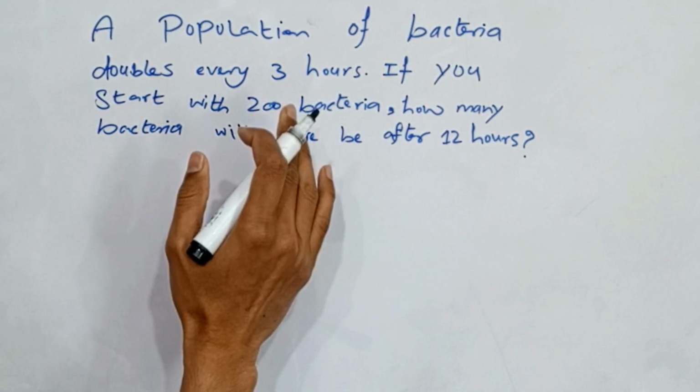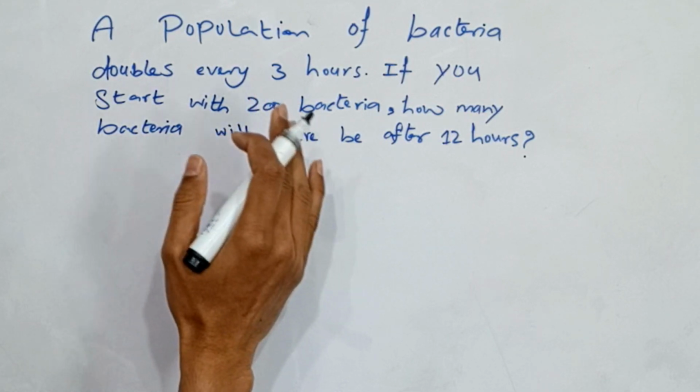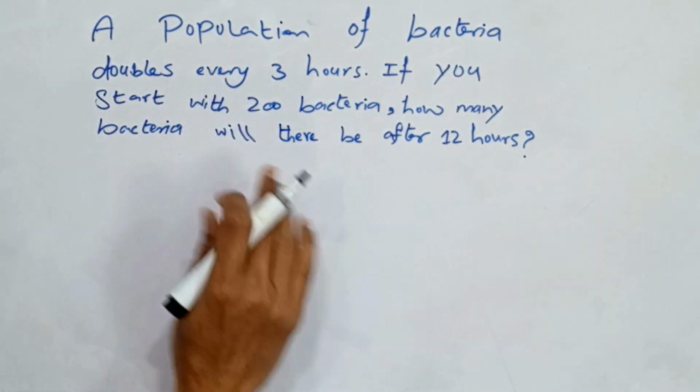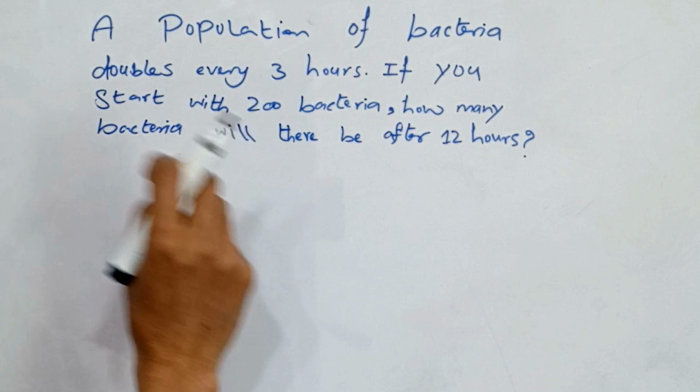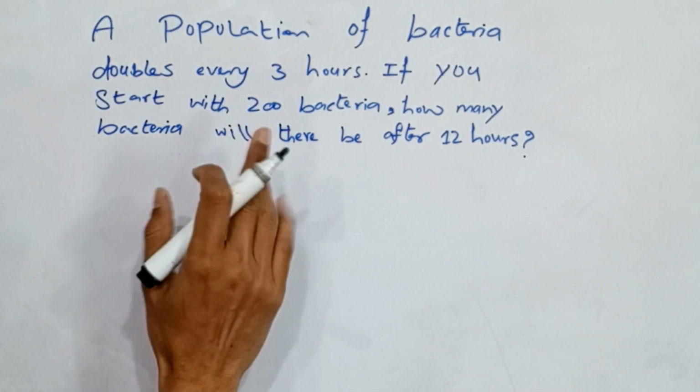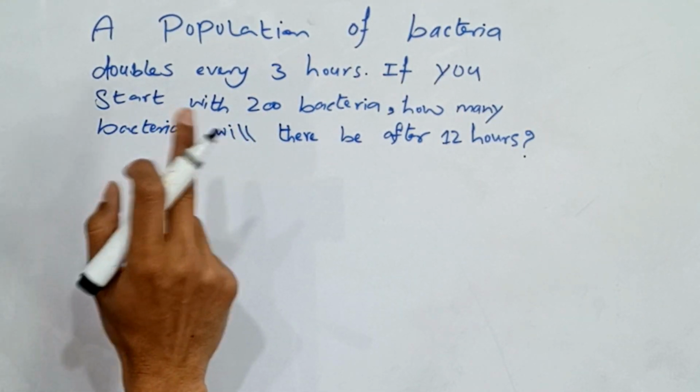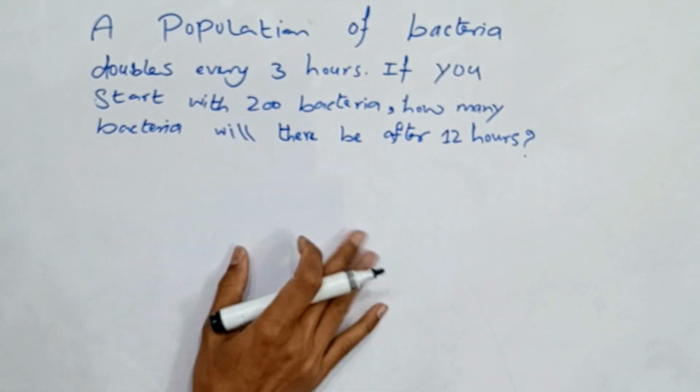Understand what's happening. The bacteria count doubles every 3 hours. Doubles means multiplied by 2, right? So this happens repeatedly at a fixed time interval, every 3 hours. This is called exponential growth. So figure out how many times it doubles.